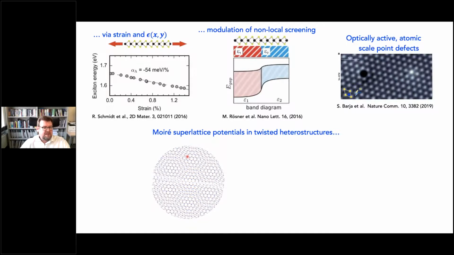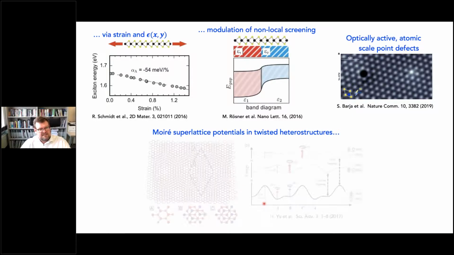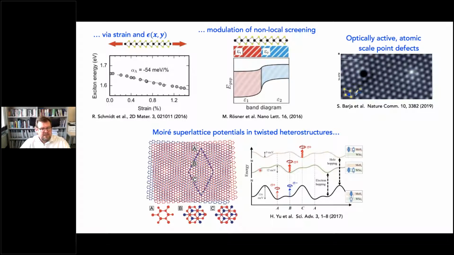And this creates, if you like, a modulation periodic in space and a kind of artificial crystal structure called a moire superlattice. And these modulations are very big. So in the conduction band, the energy wiggles as you move across the moire unit cell. It's tens of millielectron volts, much higher than kT, especially at low temperatures.